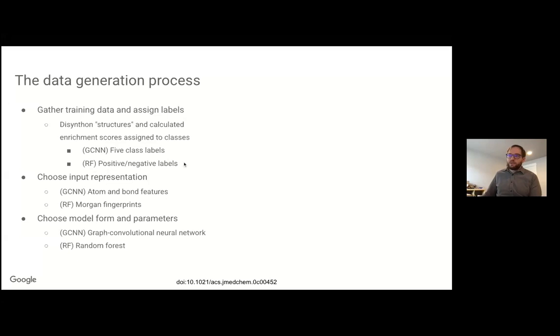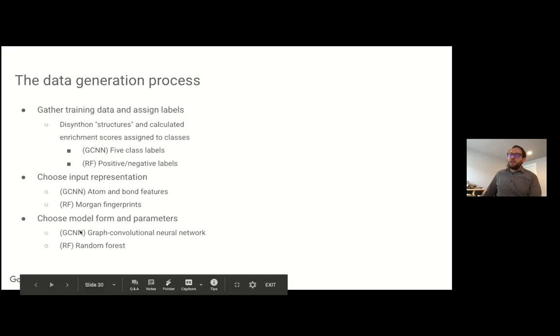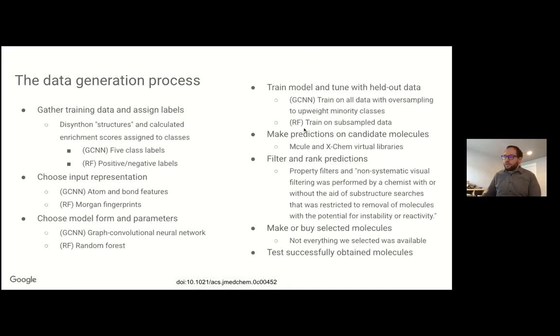just because the random forest was designed for binary classification, and for the GCNN we had 5 different classes based on whether things we thought would be non-specific binders or other ways of being negative. The input representation, as I mentioned, for random forest, we use Morgan fingerprints. For the GCNN, we're using these atom and bond features. And then the models themselves, we chose to directly compare these 2 types of models for this evaluation.